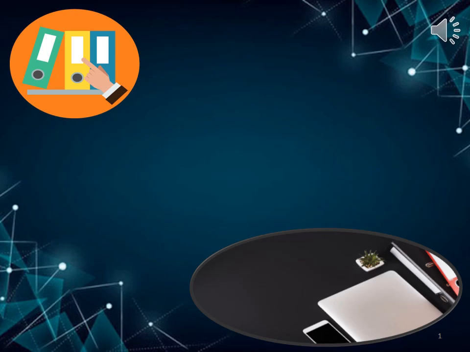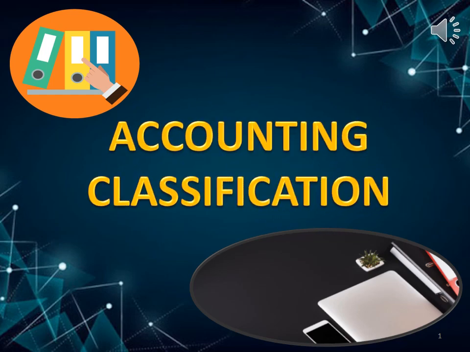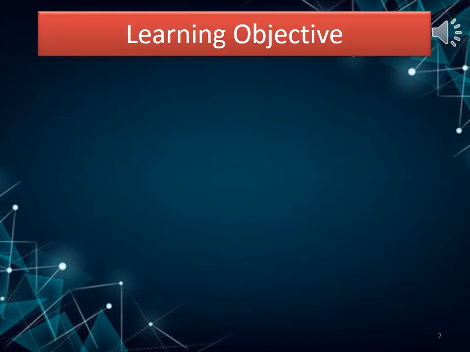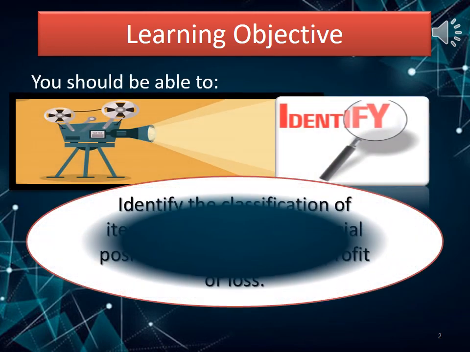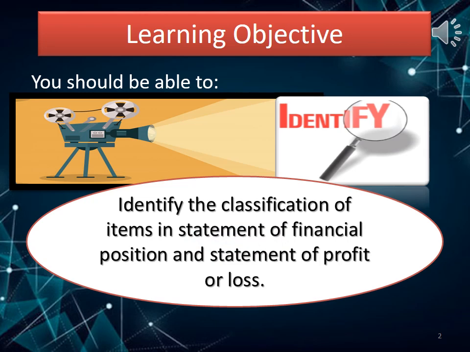In our previous session, we learned about the elements of the statement of financial position and statement of profit or loss, as well as the format of both statements. Now, we will look at this subtopic, which is accounting classification. Learning objective: at the end of this video, you should be able to identify the classification of items in the statement of financial position and statement of profit or loss.